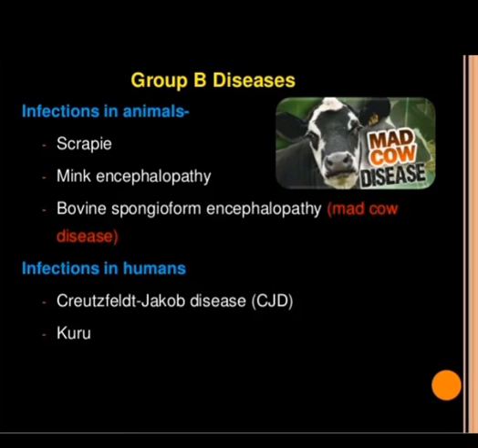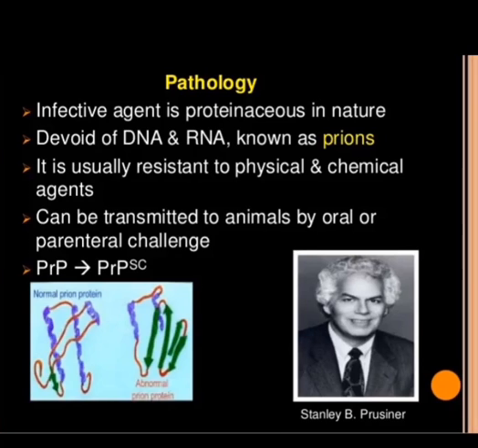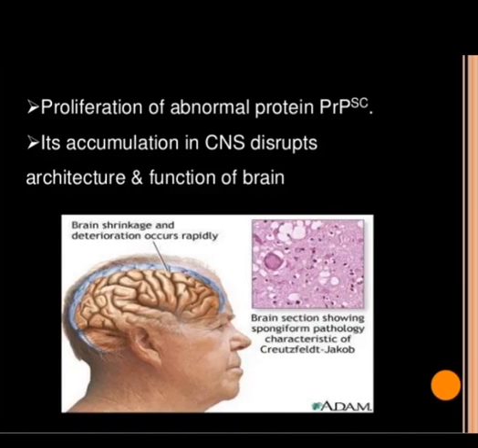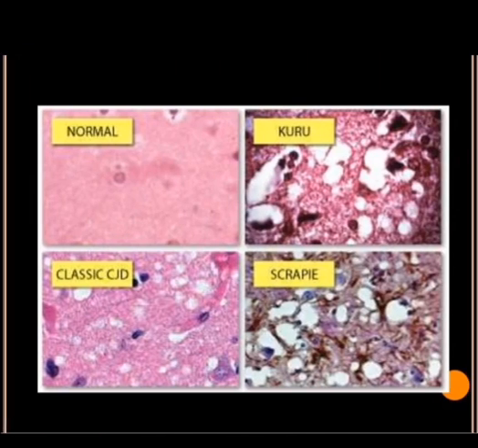Group B disease. Infections in animals include scrapie, mink encephalopathy, and bovine spongiform encephalopathy, mad cow disease. Infections in humans include Creutzfeldt-Jakob disease and kuru. Regarding the pathology, the infective agent is proteinaceous in nature, devoid of DNA and RNA, known as prions. It is usually resistant to physical and chemical agents. It can be transmitted to animals by oral or parenteral challenge. The proliferation of the abnormal protein and its accumulation in the CNS disrupts the architecture and function of the brain.